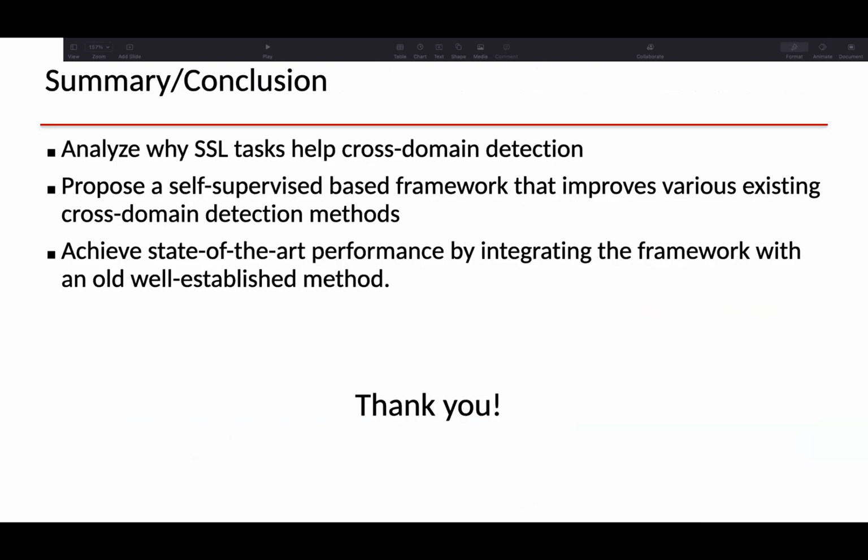So yeah, here is the summary. We first analyze why self-supervised learning tasks can help cross-domain detection, and we also propose a self-supervised learning based framework that improves various cross-domain detection methods, and we achieve state-of-the-art performance by integrating our framework with an old, well-established method. Yep, thanks.